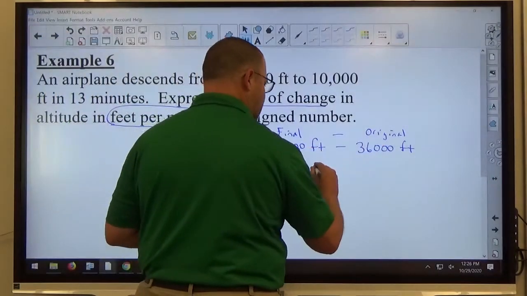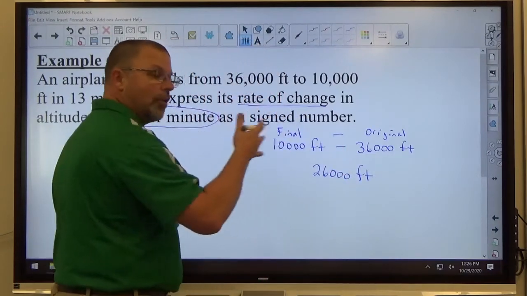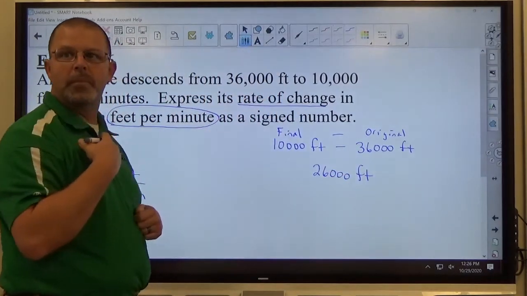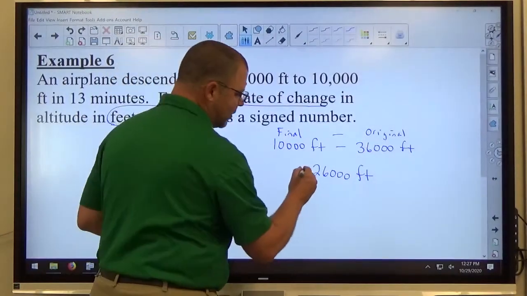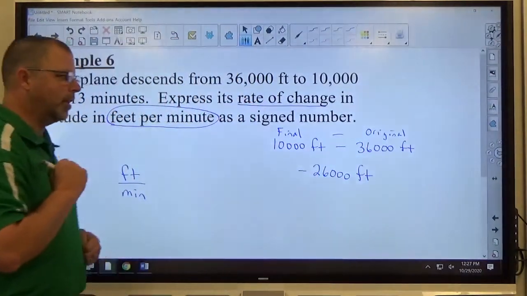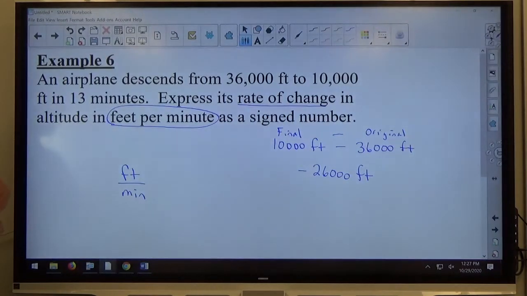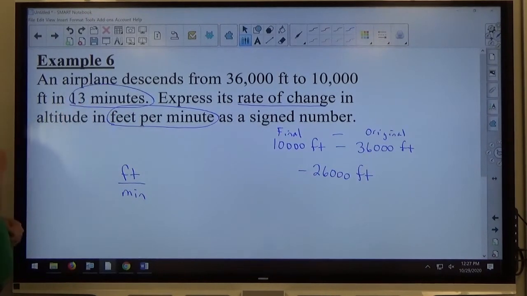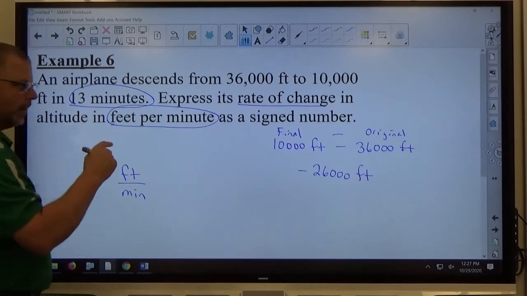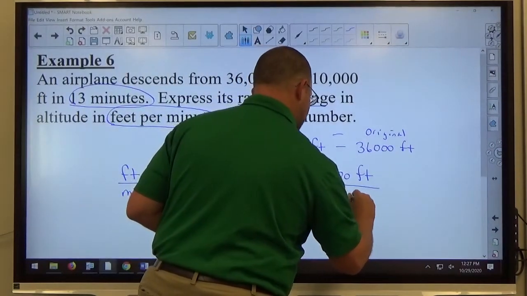36,000 minus 10,000 is 26,000. And again, we're in subtraction addition mode, so we're looking for the bigger number to determine the sign of the answer. 36,000 is bigger, it's a minus 36,000, so it's a negative 26,000 feet. So the change in altitude is negative 26,000 feet. The change in time, number of minutes, it took 13 minutes to happen, right? So I'm going to take negative 26,000 divided by 13 minutes.